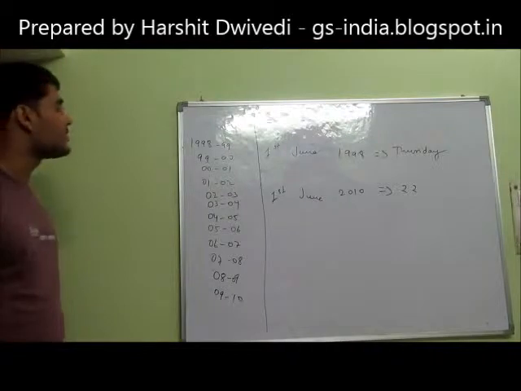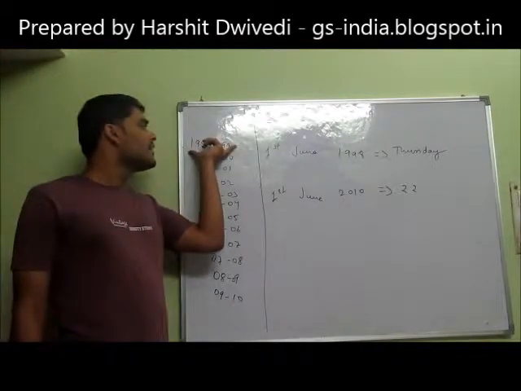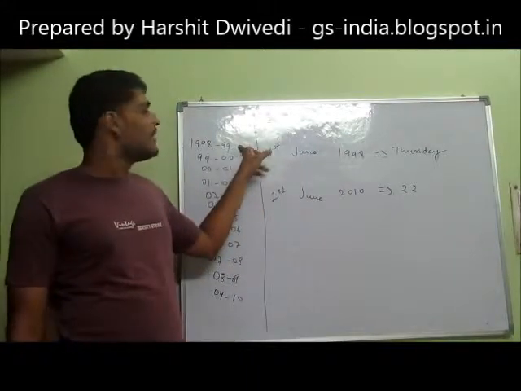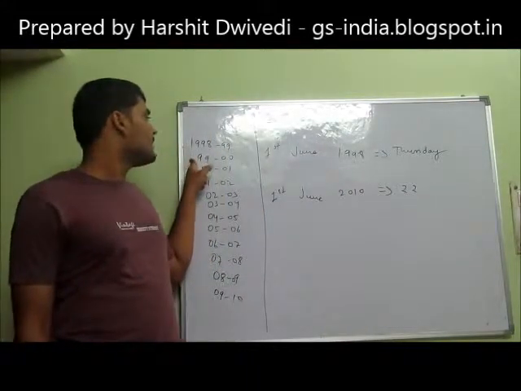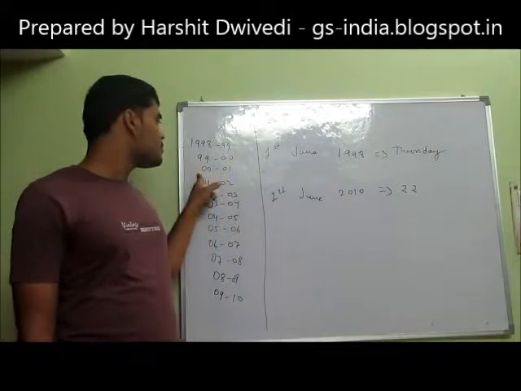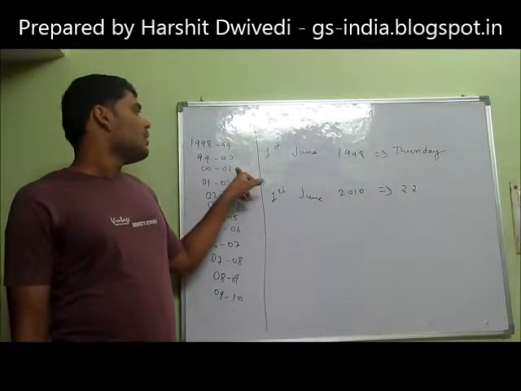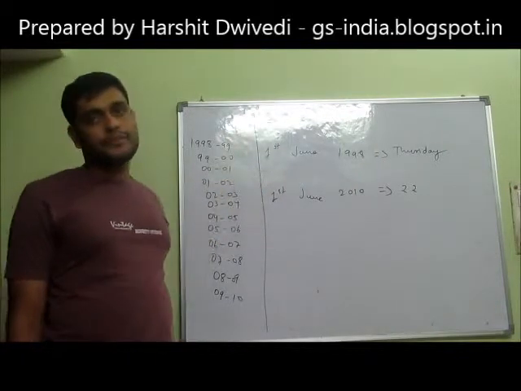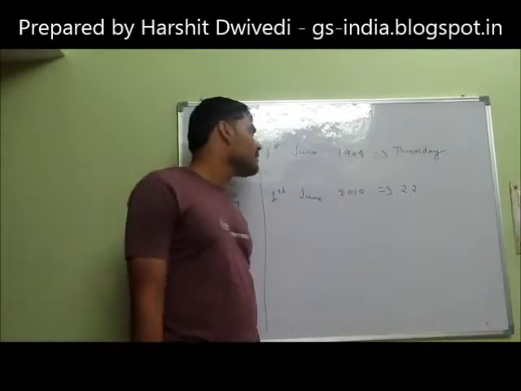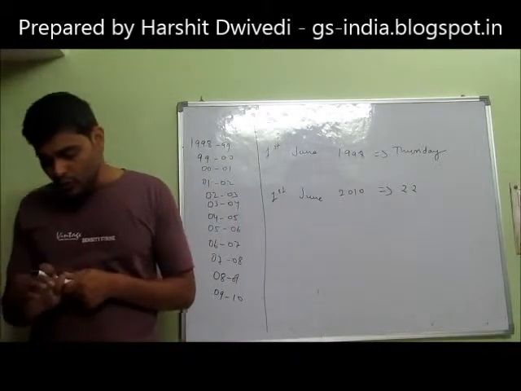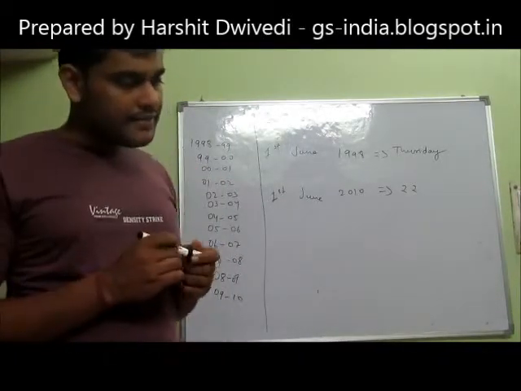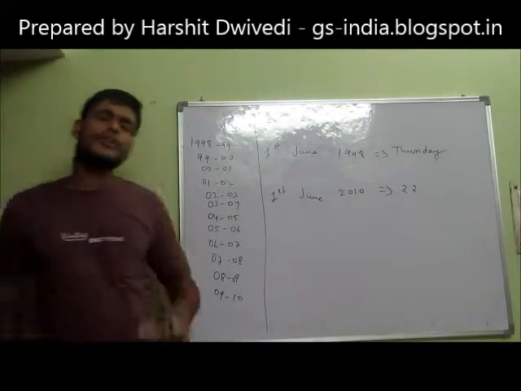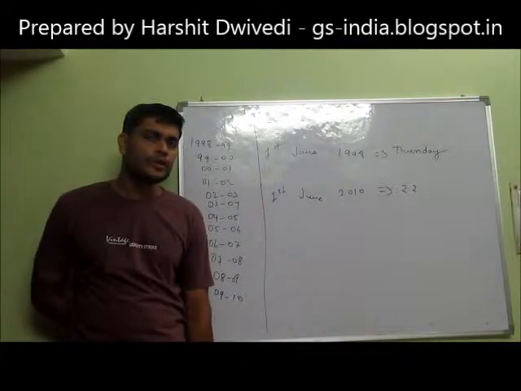I will tell you why I have written intervals. This is the interval of 1998 to 1999, that is from 1st June 1998 to 1st June 1999. Then 1st June 1999 to 1st June 2000. Then 1st June 2000 to 1st June 2001. Then 1st June 2001 to 1st June 2002, and so on. I told you a concept in the starting: if 1st January 2001 is Monday, then what will 1st January 2002 be?